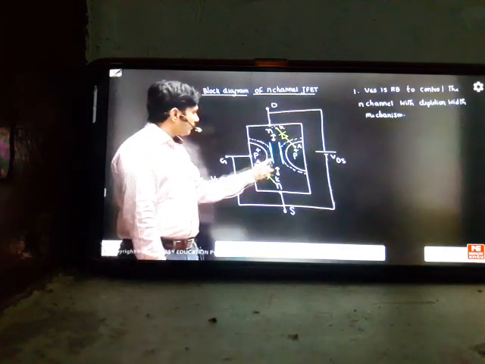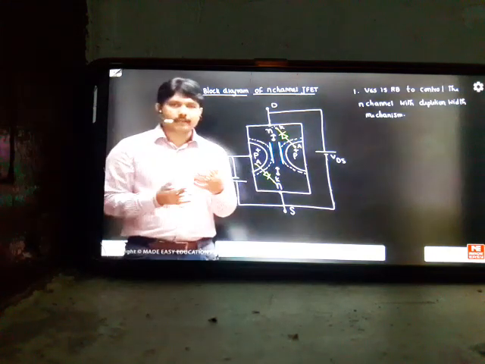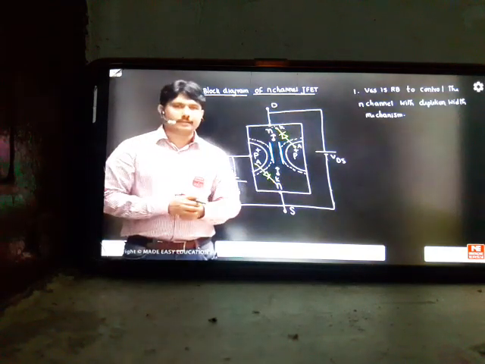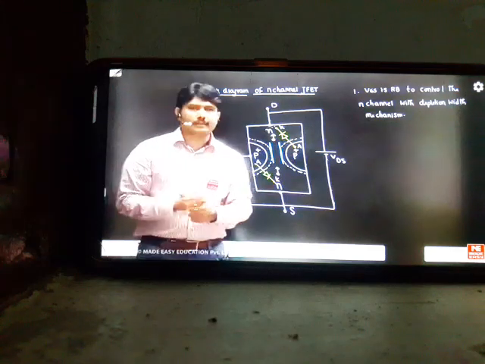If this is the channel, who will control it? The current will vary here. So to control the output current, the input has to control your channel. That means VGS is reverse bias. The reason I have done that is to control the N channel. How will you control it? There is a mechanism called the depletion width mechanism.